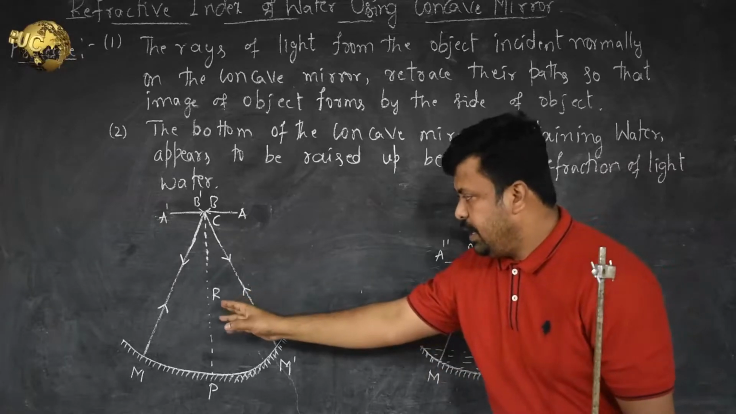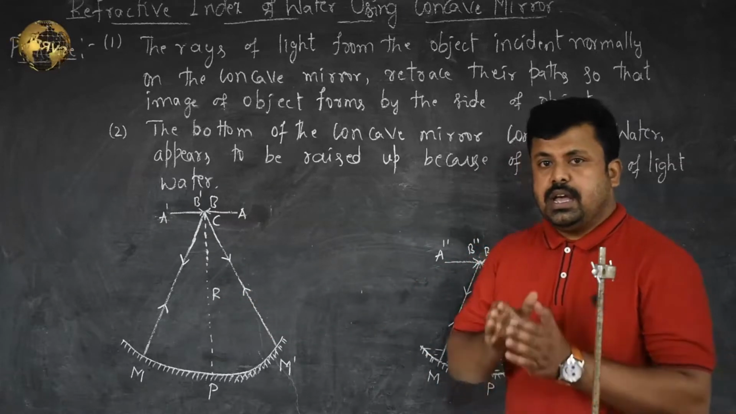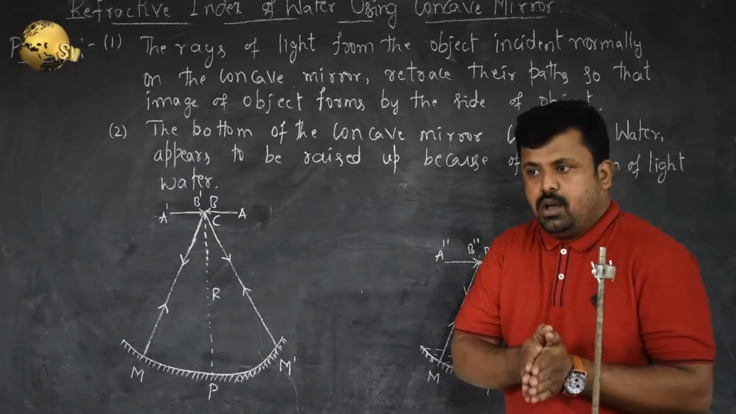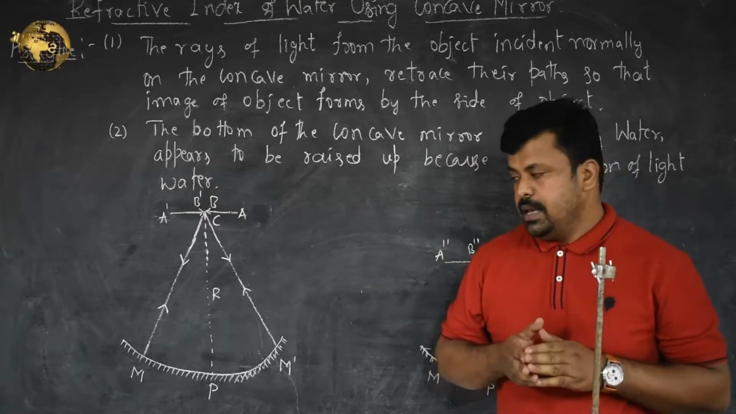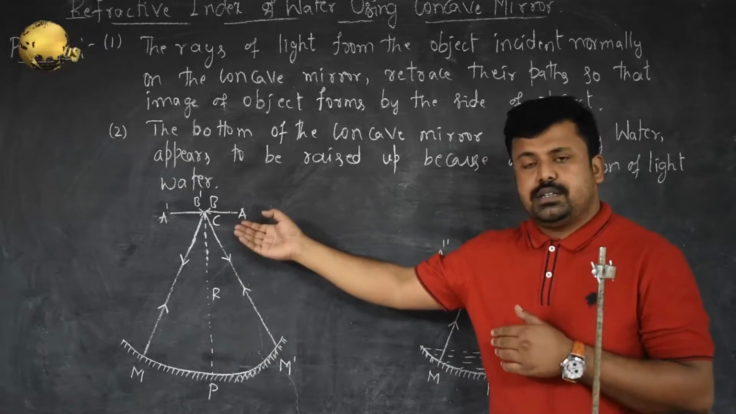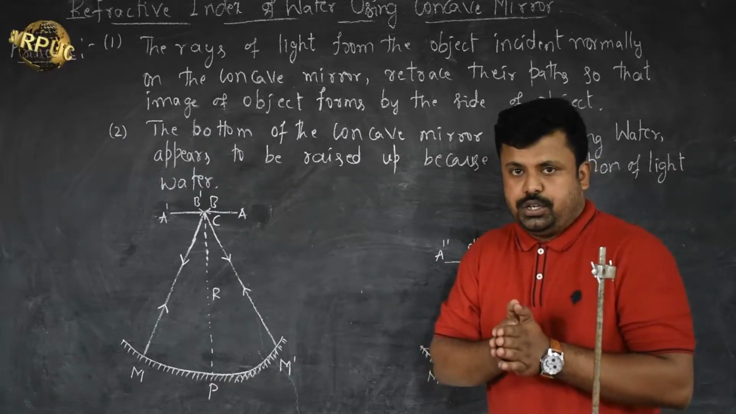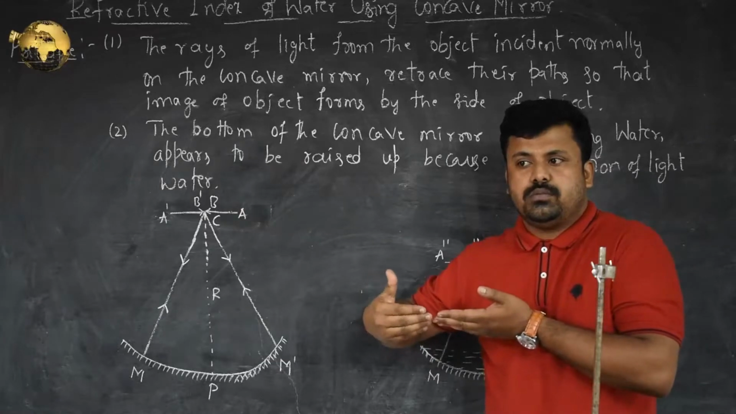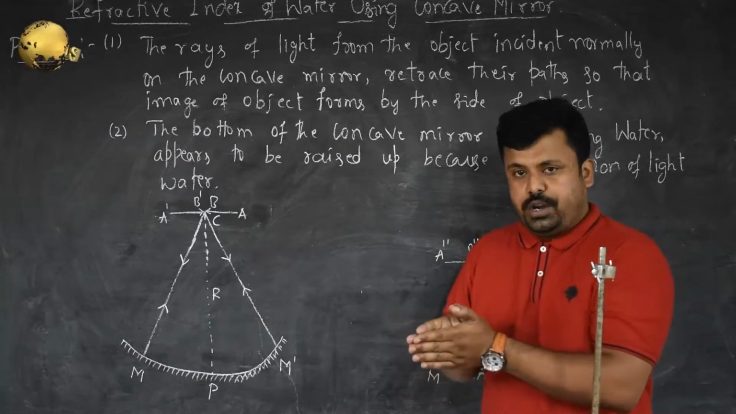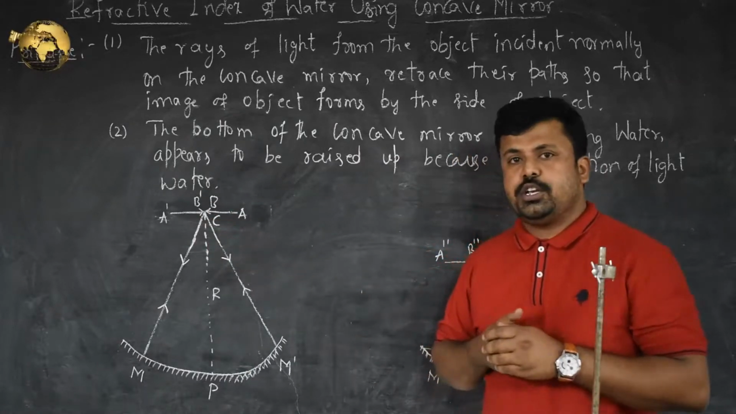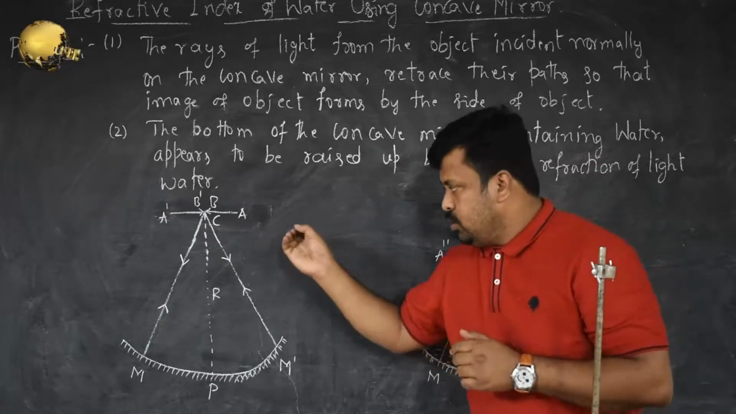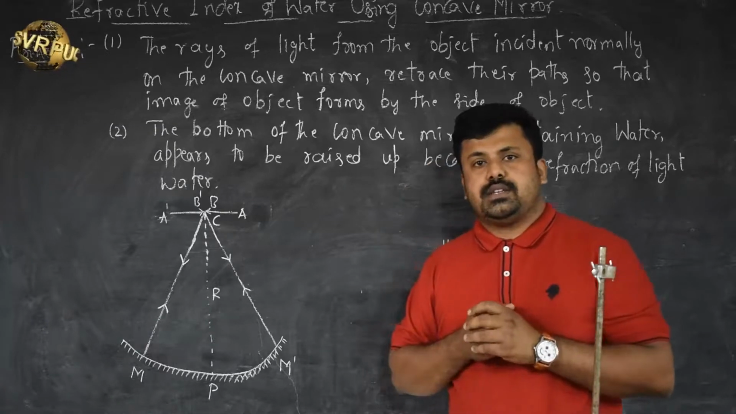The corresponding reading is R, that is the radius of curvature. One more point we can add is that for a concave mirror, if the object is at a distance of the radius of curvature, then the image is formed at the same point, inverted, same size, that is the object height is equal to the image height. So I take that reading as R.